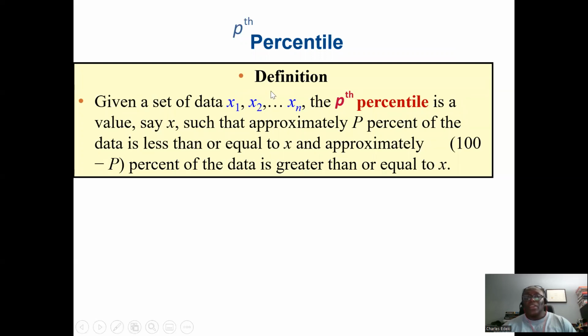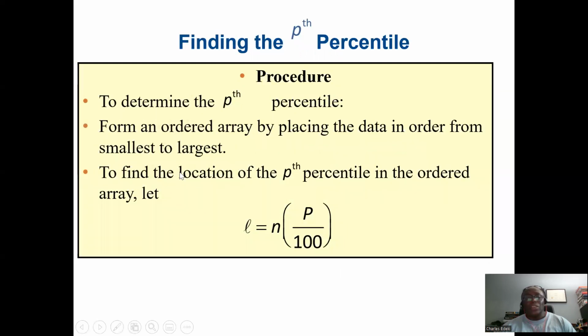So a percentile is, for a given set of data, let's say S1 to Sn, the p-th percentile is the value, say X, such that approximately p% of the data is less than or equal to X, and approximately 100 minus p% of the data set is greater than or equal to X. Again, we're going to see an example soon.